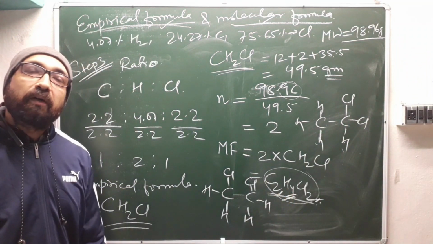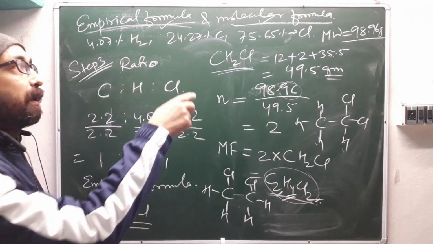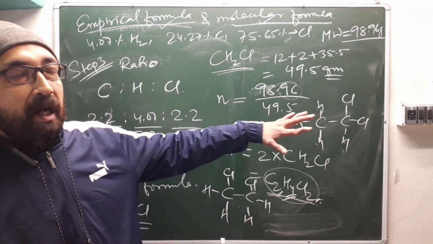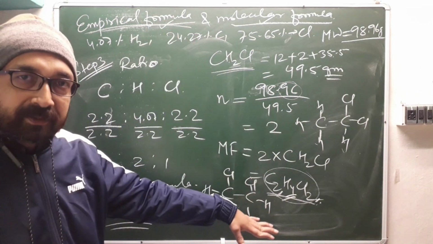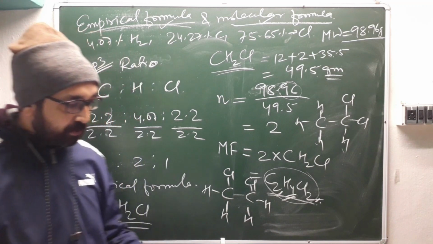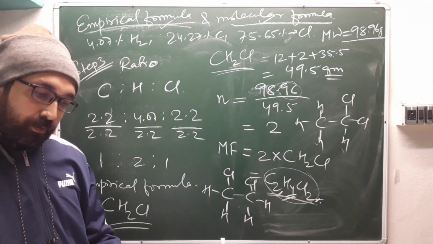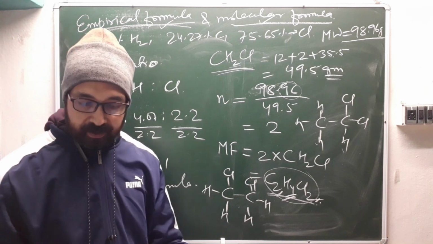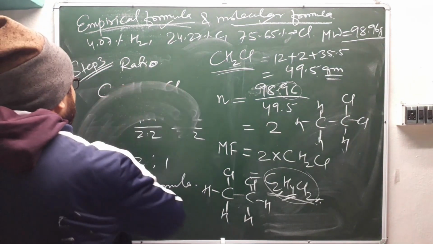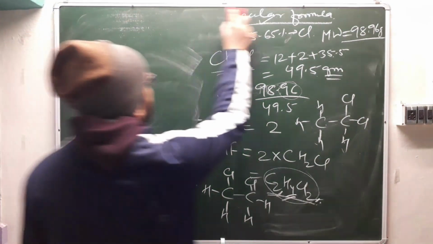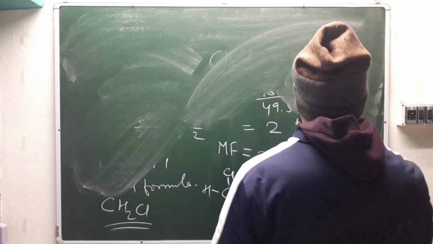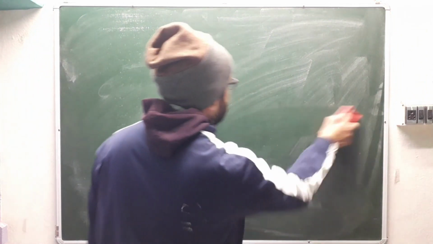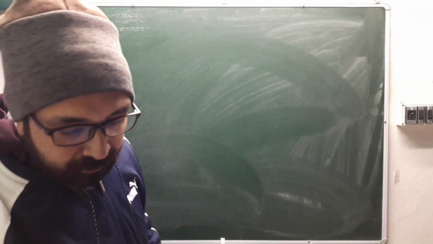Right? So now from the empirical formula we know how to calculate the molecular formula, and from percentage composition how to calculate the empirical formula, that also we have seen. Correct? Now next will be stoichiometry and stoichiometric calculation. Okay. What is stoichiometry and how will stoichiometric calculation take place? We'll see.